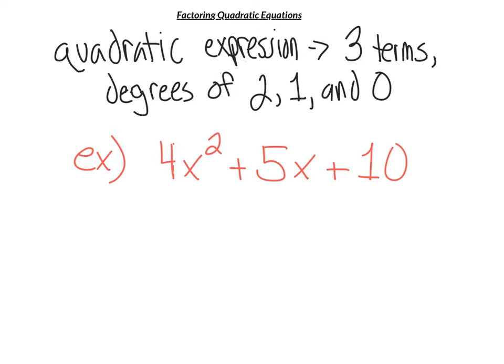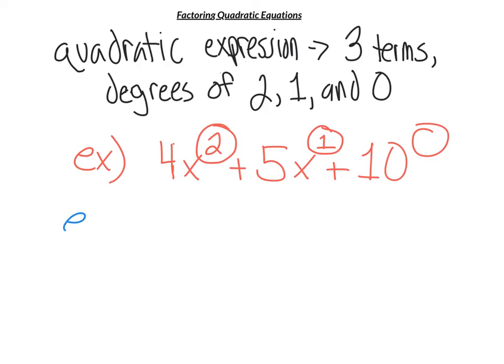The reason is we have the 2 here, which makes our x squared. We don't have an exponent here, but we can always pop in a 1 if we want to. And then over here, our degree would be 0. So that's what makes it a quadratic expression.